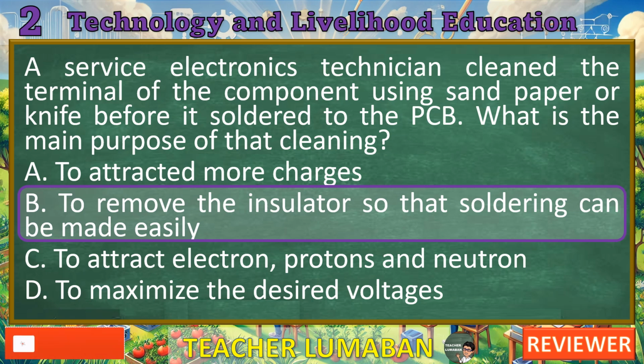C. To attract electrons, protons, and neutrons. This is incorrect. The process of cleaning does not involve attracting subatomic particles, it focuses on preparing the surface for soldering. D. To maximize the DC red voltages. This is misleading. While good soldering can help maintain voltage levels in a circuit, cleaning is primarily about ensuring a proper connection, not directly maximizing voltage.